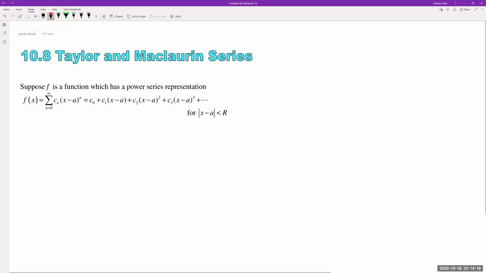Hello, guys. This is 10.8. We're going to look at a different variation of power series called the Taylor or Maclaurin series.